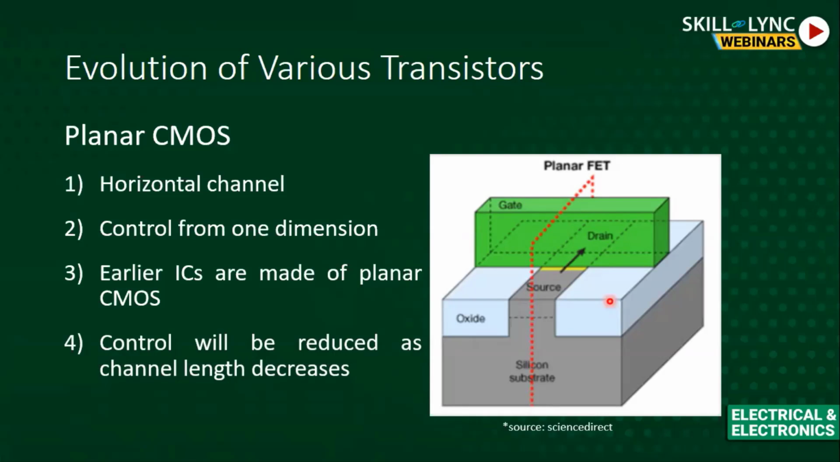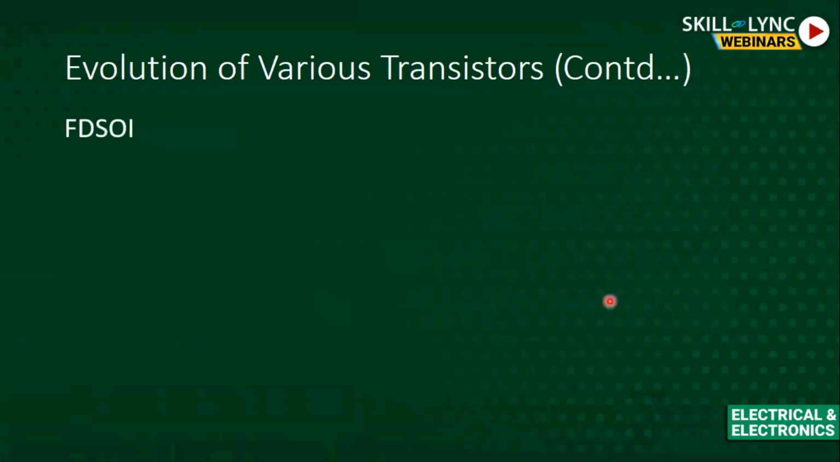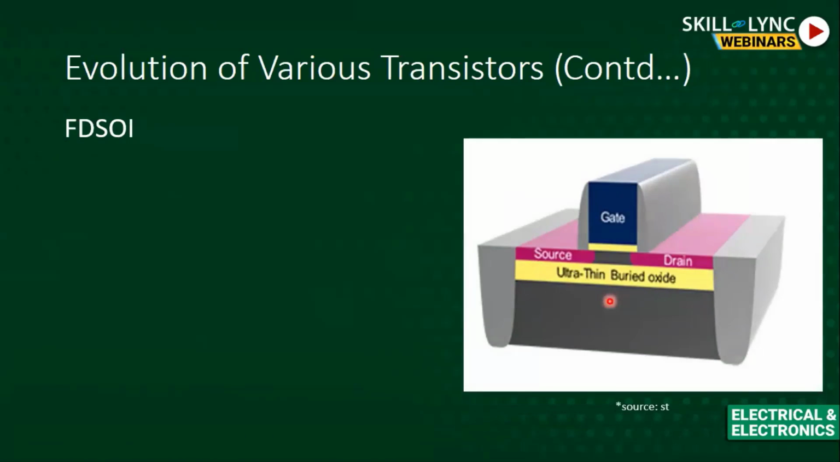So how have we overcome this problem, and what are the various things we have on the plate? I will discuss that next. The next one is the FDSOI, which is nothing but fully depleted silicon on insulator. This is still a horizontal channel. You can see this is the source, drain, and the gate on the top.